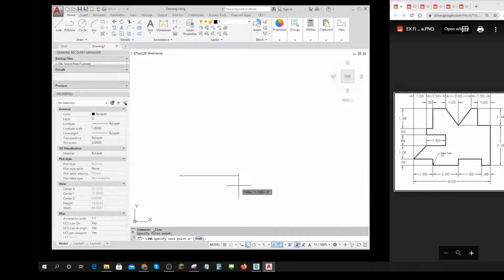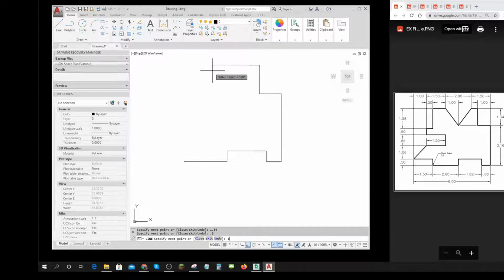Go over 2, up 0.5, over 1.82. And I'm just dragging and typing. Down 0.5, over 0.68, up 3.16, over 1, up 1.34. This is why it's good to have looked it over first. I got an idea. 0.5. Now here's that weird part. I'm going to go over 1, down 1.34, and come back to there.